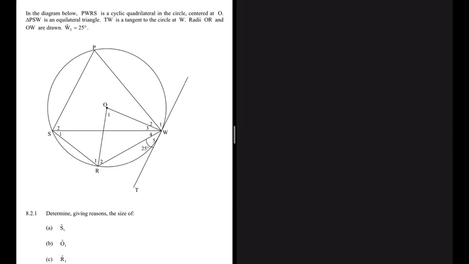So cyclic quadrilateral, I'm writing that down. So we have a cyclic quad, and the circle is centered at O. PSW is an equilateral triangle. So I have triangle PSW, which is equilateral. When the triangle is equilateral, all the angles are equal. The only way all the angles can be equal is if all the angles are equal to 60 degrees.